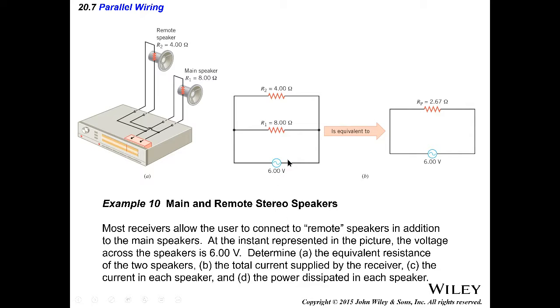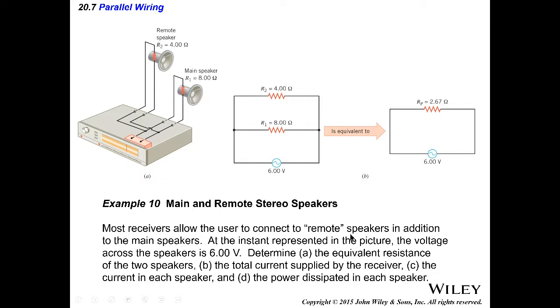Yeah. And now this is just the mathematical application. They say most receivers allow the user to connect a remote speaker in addition to the main speaker. You see, let's say that this has a main speaker, but now you say, I want an extra remote speaker. And now when you do it that way, you should do it by parallel wiring. You don't want to have it in series, because if something happens to your remote speaker, you can kill your original speaker, right?